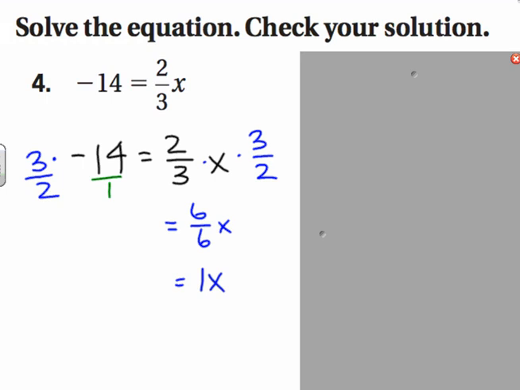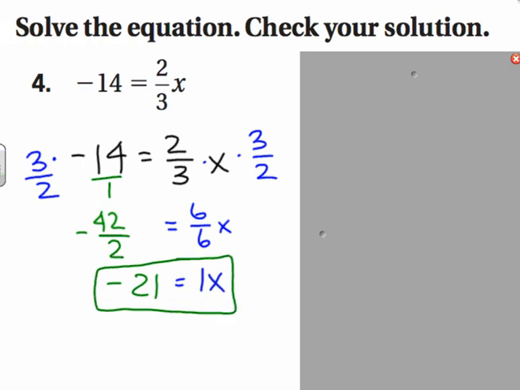So 3 times 14 would be 42. 2 times 1 is 2, and a positive times a negative is negative. Negative 42 divided by 2 is negative 21. So I get 1x is equal to negative 21.